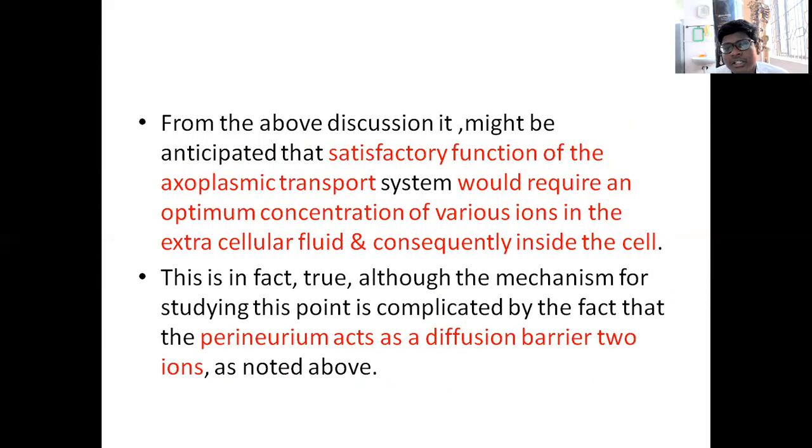From the above discussion, it might be anticipated that satisfactory function of the axoplasmic transport system would require an optimum concentration of various ions in the extracellular fluid and consequently inside the cell. This is in fact true, although studying the mechanism of this transport is complicated by the fact that the perineurium acts as a diffusion barrier to the ions, as noted above.